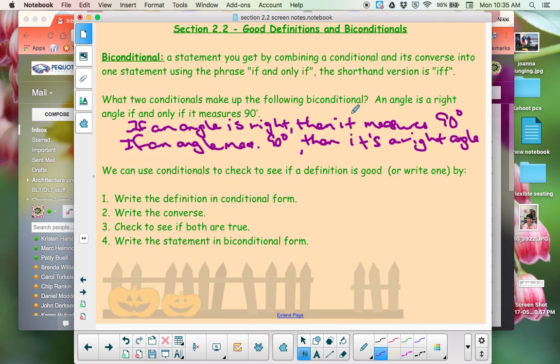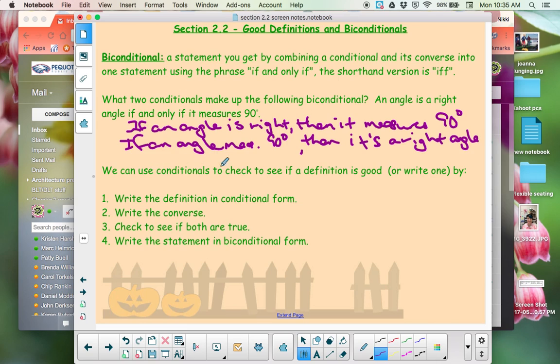For a biconditional, you can put the hypothesis and the conclusion in either order. So you could say an angle is a right angle if and only if it measures 90 degrees. You could also say an angle measures 90 degrees if and only if it's a right angle. So you can put the hypothesis and conclusion on either end as long as you put the if and only if in there. And sometimes they put the if and only if at the beginning. So it'll say if and only if an angle is right, it measures 90 degrees. So most of the time it's in the middle, but once in a while they do put it at the beginning.